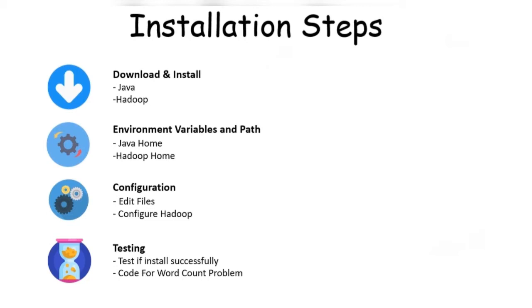After that, we will set up environment and path variables for Java as well as Hadoop. And in the configuration step, we will edit 5 files and will configure the bin folder of Hadoop, and in the end, we will test if our installation was successful or not. And we are going to code for a word count problem.